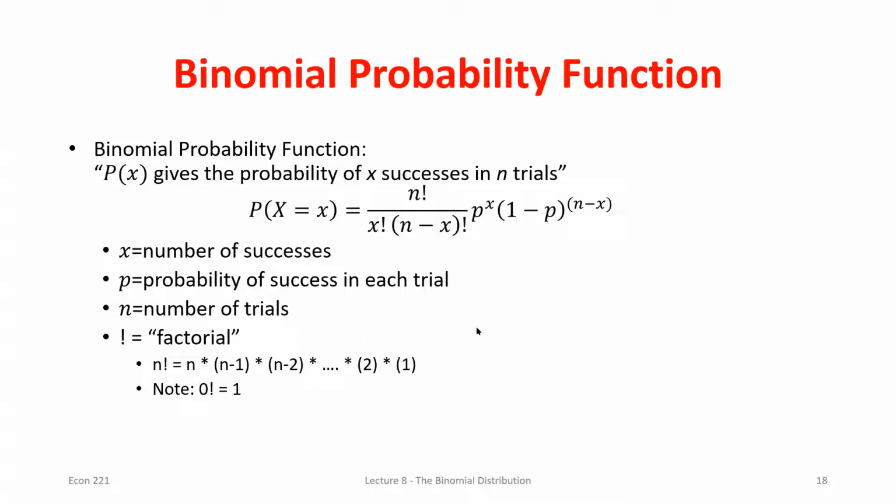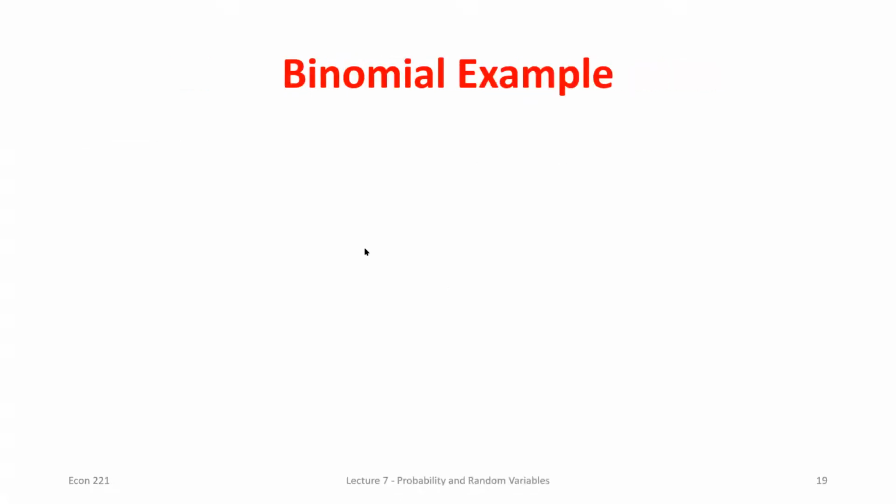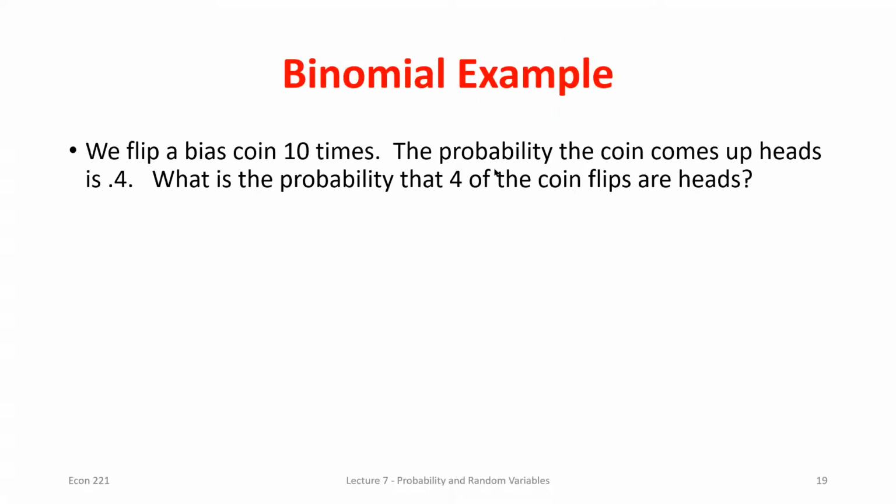All right, so moving forward, did you check me on that? It worked, right? Yeah, so let's look at an example. We're flipping a coin 10 times, right? And it's not a fair coin. So the probability that it comes up heads is only 0.4. It's weighted, right? So what's the probability 4 of those 10 coin flips come up heads?